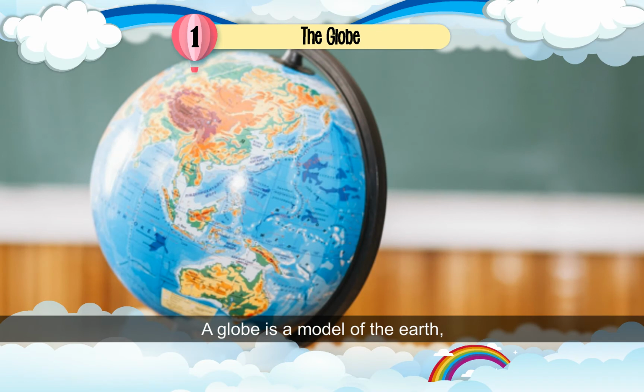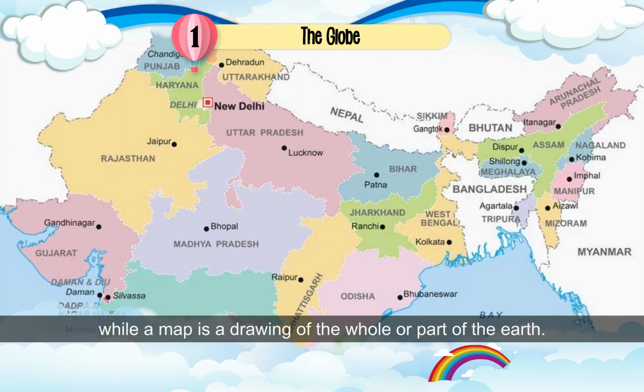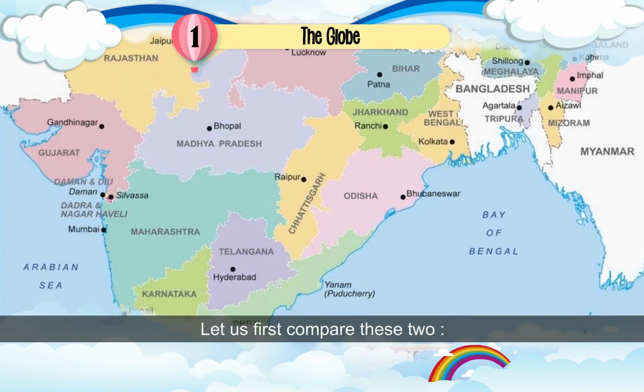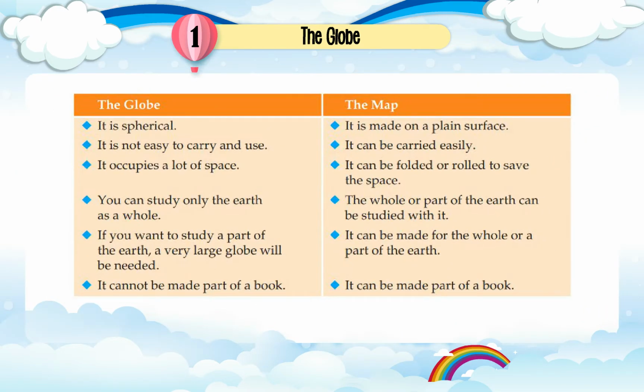A globe is a model of the earth, while a map is a drawing of the whole or part of the earth. Let us first compare these two. The globe. It is spherical. It is not easy to carry and use. It occupies a lot of space. You can study only the earth as a whole. If you want to study a part of the earth, a very large globe will be needed. It cannot be made part of a book.